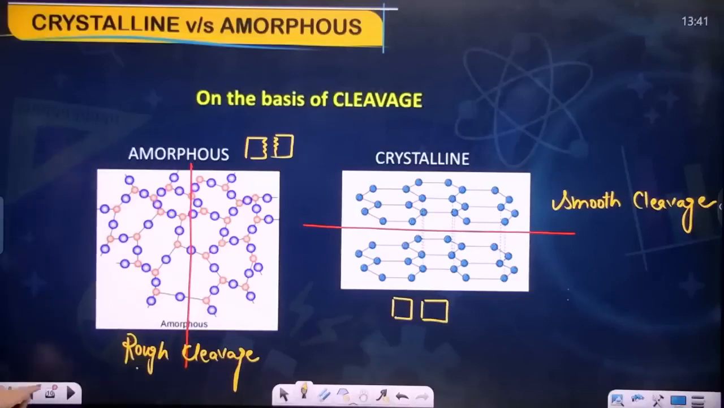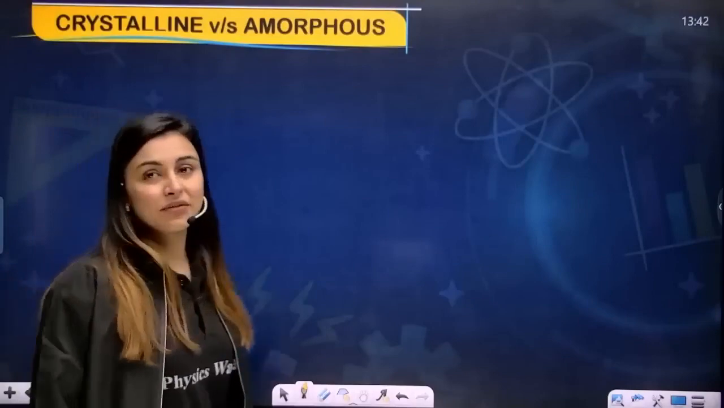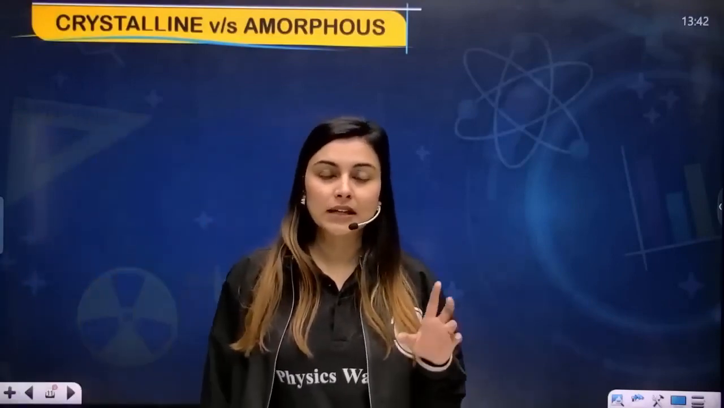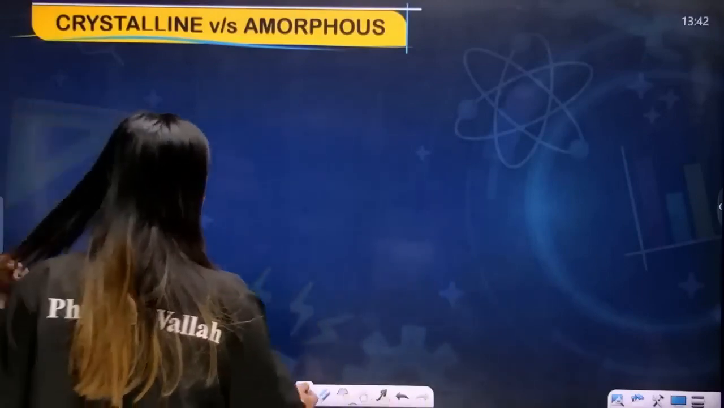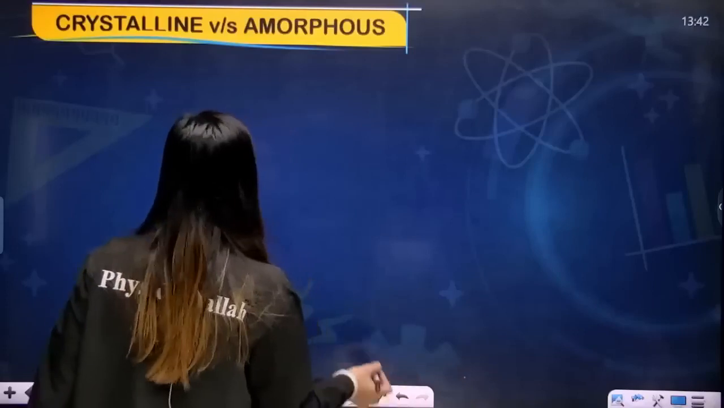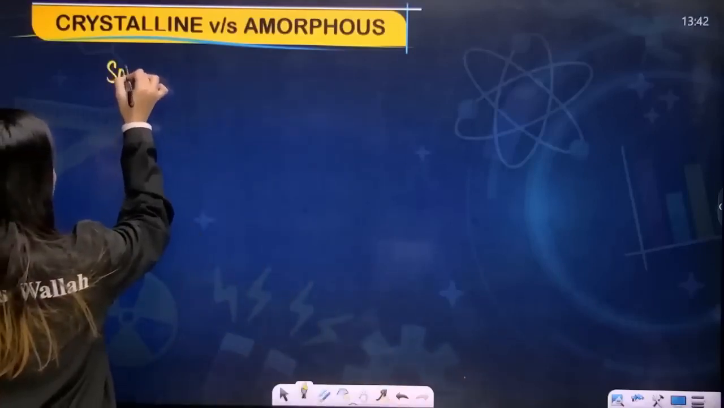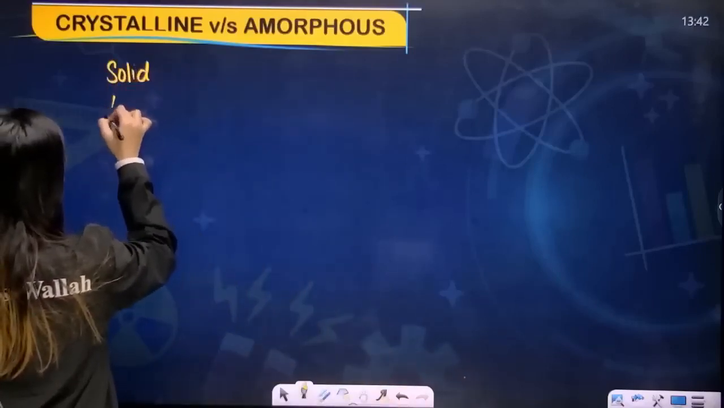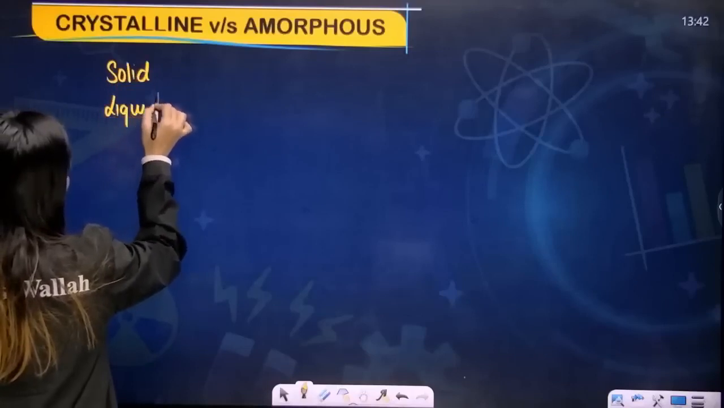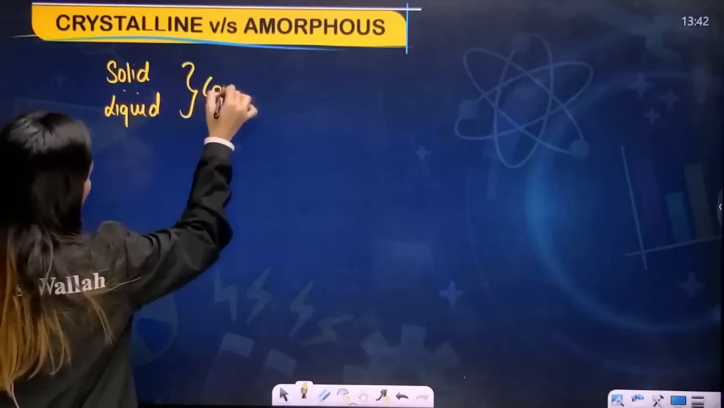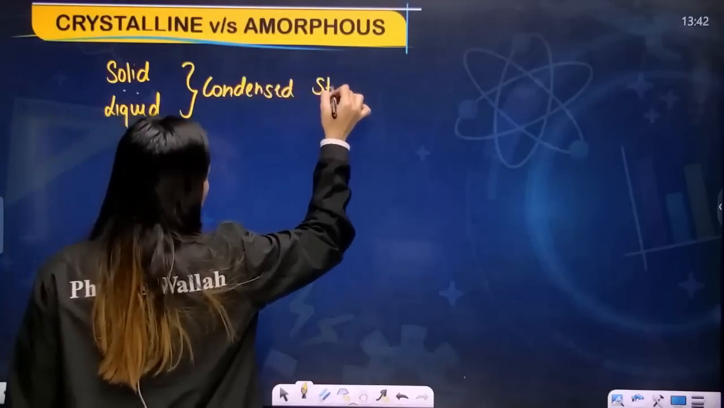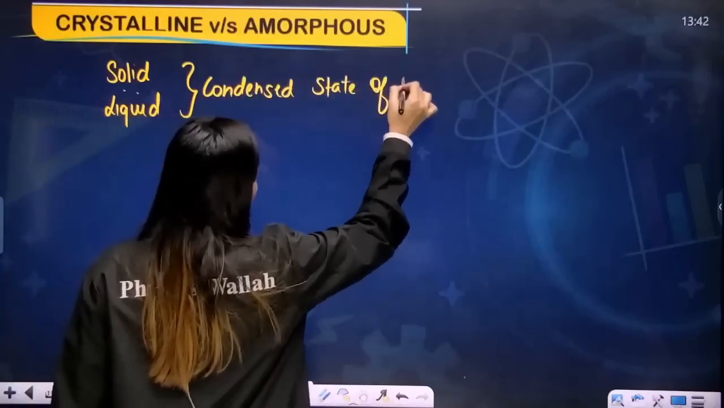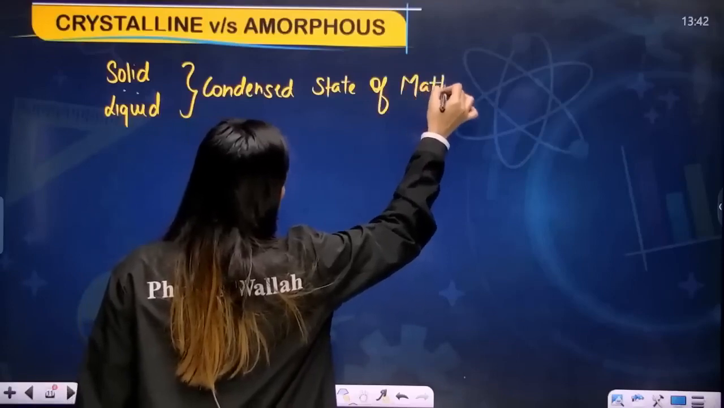Now, this is how you classify a solid as amorphous or crystalline depending on its properties. Now let's try to understand a little bit more about crystalline versus amorphous solids. If we talk about the solid state and the liquid state, we call it the condensed state of matter.